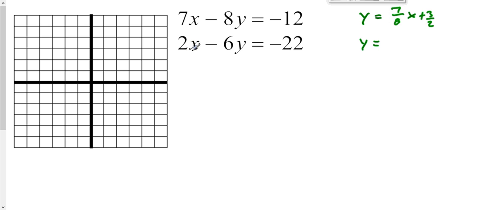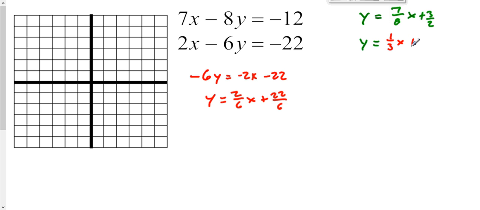For our next one, we subtract the 2x. That leaves us -6y equals -2x minus 22. I divide by a -6 on both sides, and that gives me 2/6 x plus 22/6. The negatives cancel each other out, similar to what happened up here. Simplifying that, I get 1/3 x plus, 2 goes into both of these, 11/3.